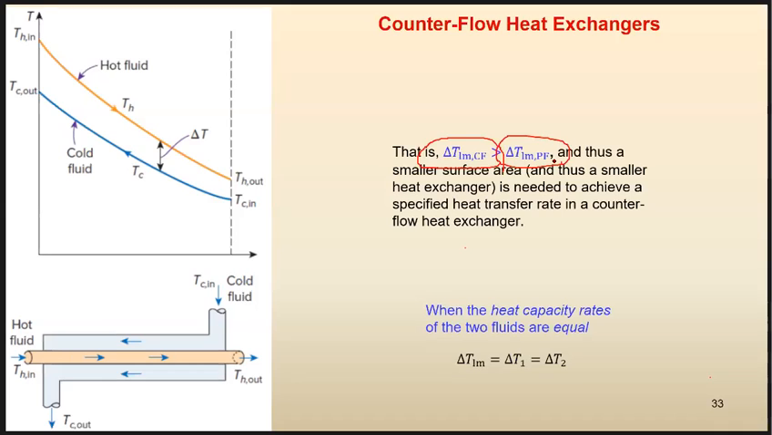So when for the same inlet of the hot side and cold side in counterflow, you get a better overall average temperature difference between the cold side and hot side, then it means you can achieve the same amount of heat transfer for a smaller length. So you can build a smaller heat exchanger. So that's the benefit of counterflow heat exchangers.